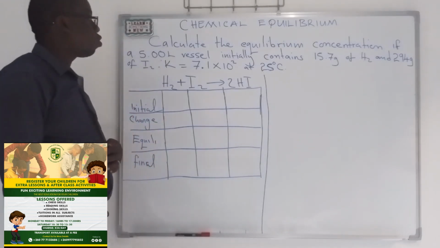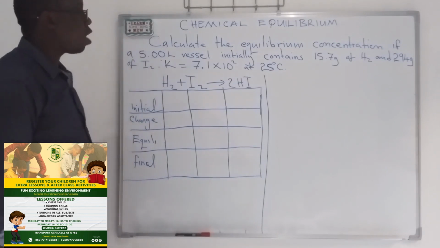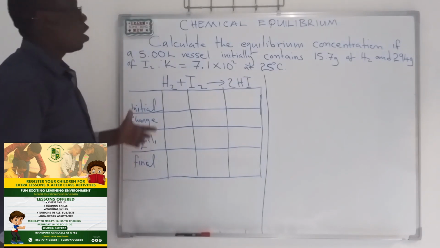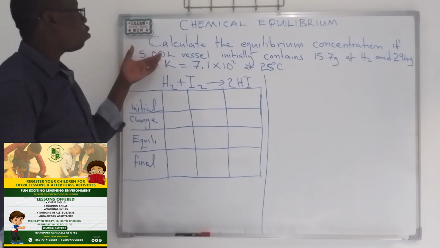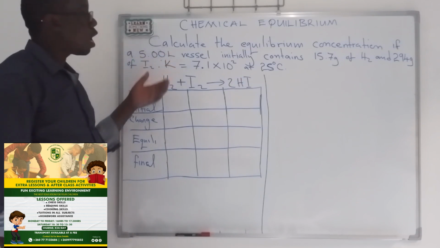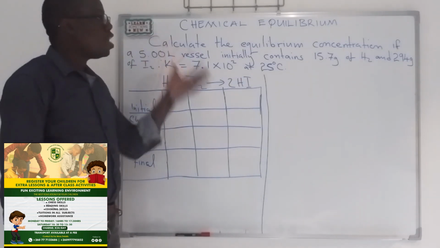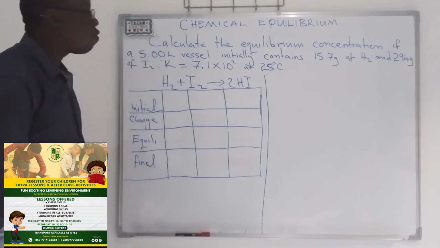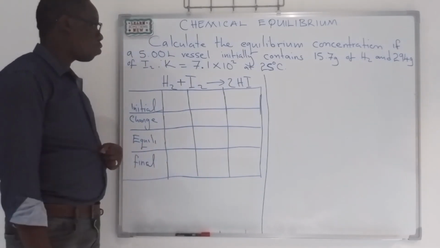In this video we want to look at how we can calculate the equilibrium concentration if we have been given the volume of the vessel that was used and the initial masses of the reactants.